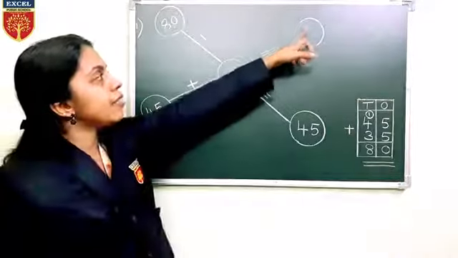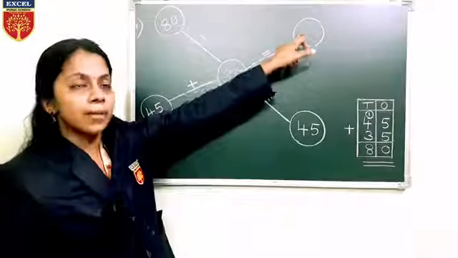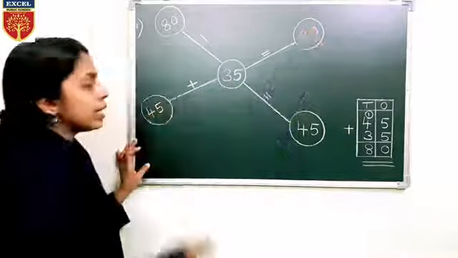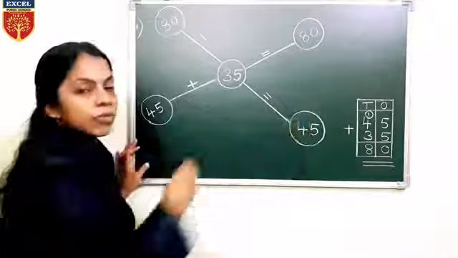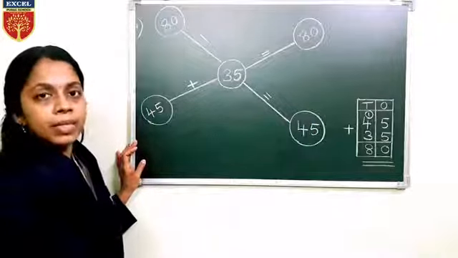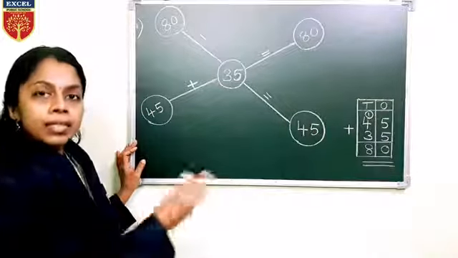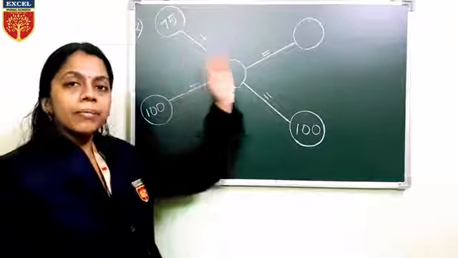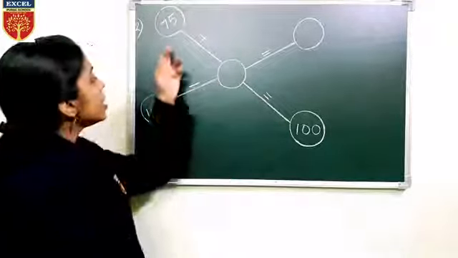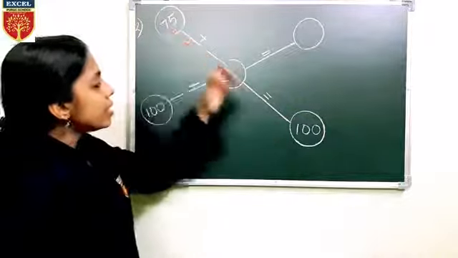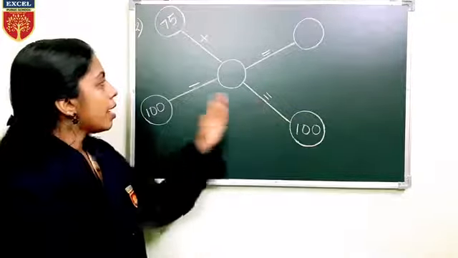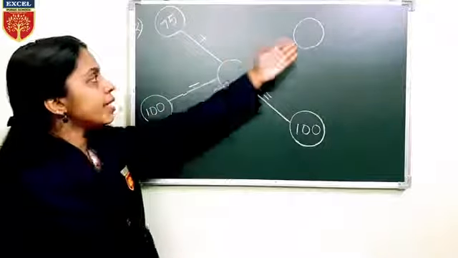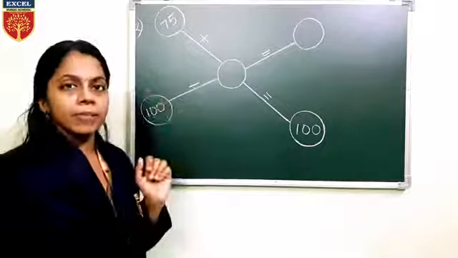That 80 we need to write here. 45 plus 35 is equal to 80. This way we need to find the missing numbers. Let's do one more example. Let's find these missing numbers. Here 75 is given, 100 is given, and this side 100 only given. How to find these missing numbers?